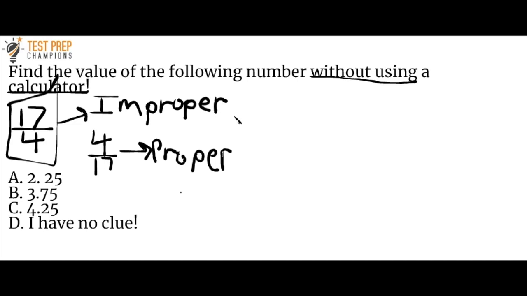So we want to turn this fraction, 17 over 4, into a mixed number. All right, so that's the goal here. So how do we do that? Well, to turn an improper fraction into a mixed number, the first thing we have to understand is that we keep the same denominator. So the denominator of the improper fraction and the mixed number are going to be the same. So we keep our 4 in our denominator.